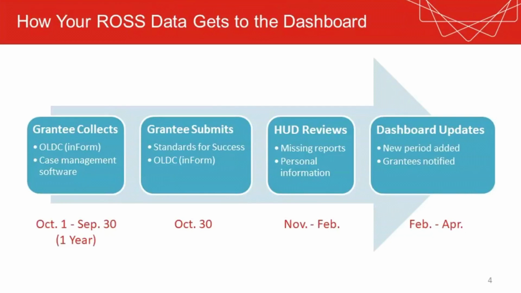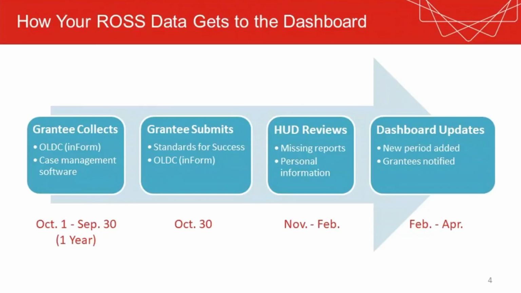Even though data is collected continually, we split it into one-year periods for reporting purposes. Reporting periods go from October 1st to September 30th every year. Grantees submit their data to HUD once a year by October 30th, 1 month after the reporting period ends. If you use the OLDC tool to collect your data, then you submit your report from within the tool. If you use case management software like Ask Online or Family Metrics, then your data will be submitted for you. If you use other case management software, it may generate an Excel file for you to upload to OLDC.